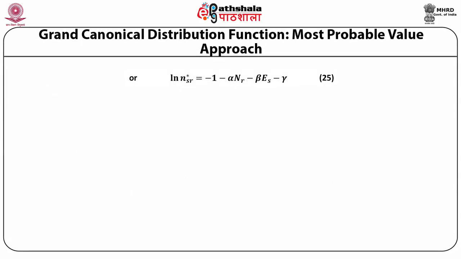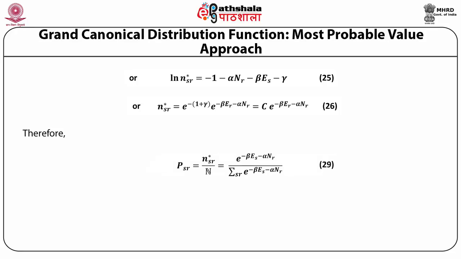Log of N star SR is equal to minus 1 minus alpha N_R minus beta E_S minus gamma, or N star SR is equal to e raised to the power minus 1 plus gamma, multiplied by e raised to the power minus beta E_S minus alpha N_R, which is equal to a constant C multiplied by e raised to the power minus beta E_S minus alpha N_R. Therefore, P_SR is equal to N star SR divided by the total number of identical systems in the ensemble, which is equal to e raised to the power minus beta E_S minus alpha N_R divided by summation over S, R of e raised to the power minus beta E_S minus alpha N_R.